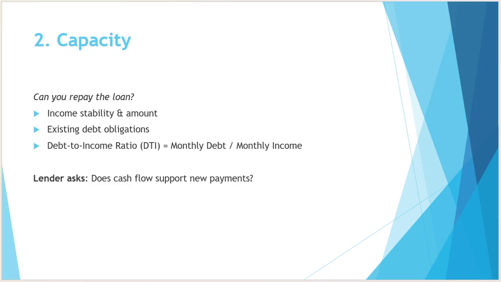So the monthly debt divided by the monthly income gives the debt to income ratio. If the monthly debt is 10,000 and the salary is 20,000, we are not able to give him a loan for that 10,000. The lower the debt to income ratio, the better. The higher the debt to income ratio, the worse. The larger the debt, the less the income. So let's see, does cash flow support the new payments?